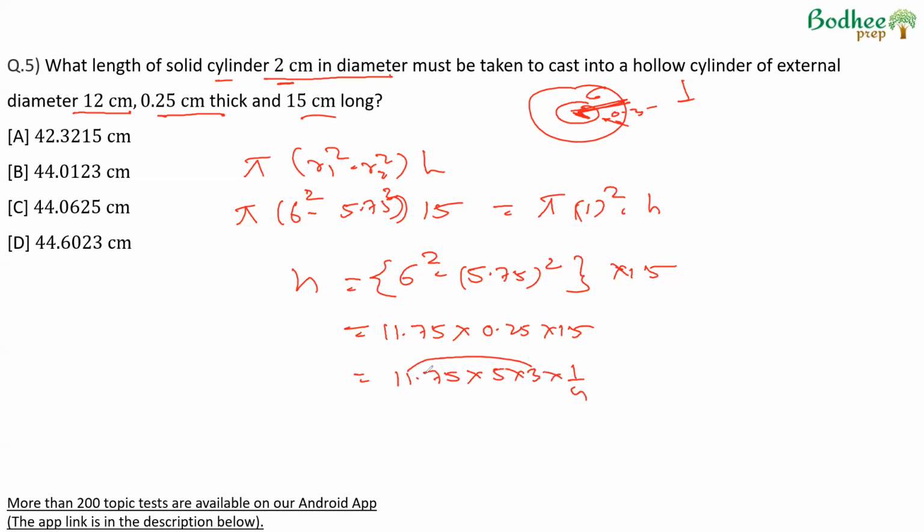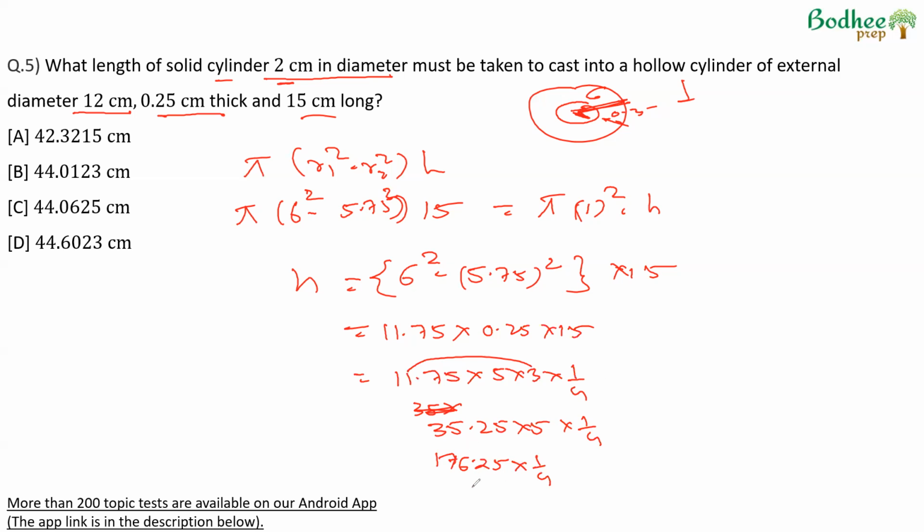This becomes 11.75 into 3, which is 35.25. 35.25 into 5 into 1 by 4. 35.25 into 5 will be 176.25, into 1 by 4.